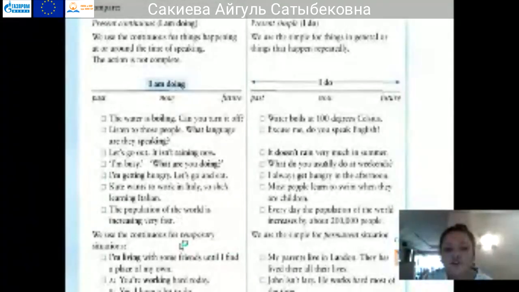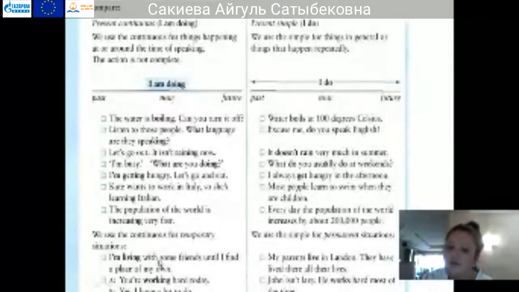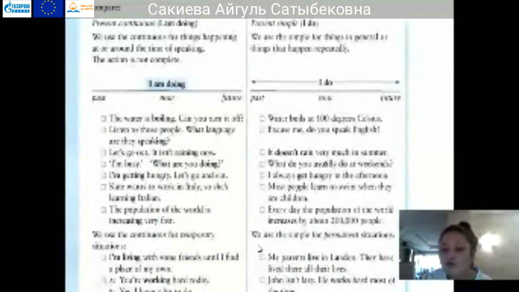Second usage of present continuous. Present continuous we also use for temporary situation, yes, because it's happening maybe today, this week, this month, this year. And we use present simple for permanent situation. For example, my parents live in London. They have lived there all their life. It is permanent or constant situation.